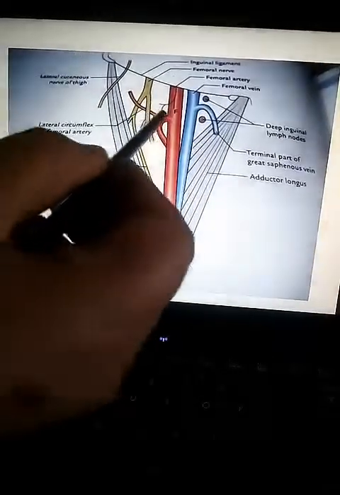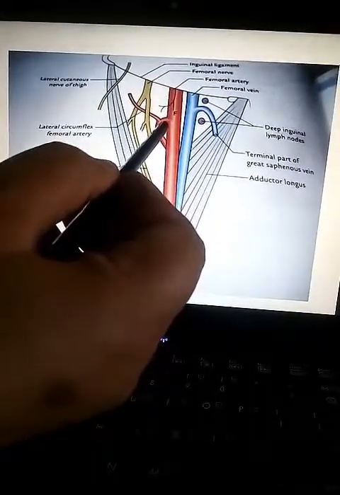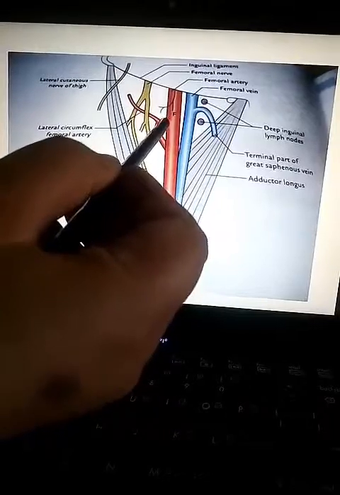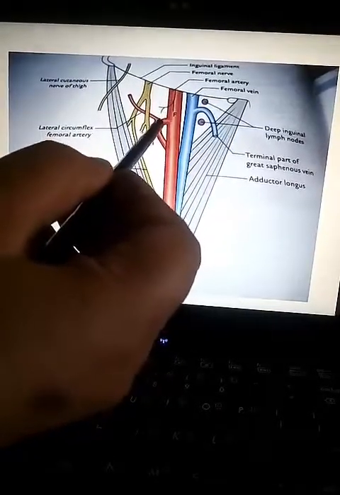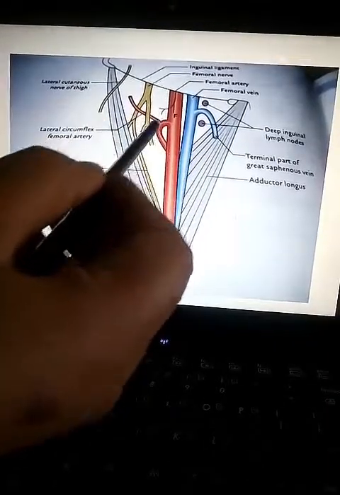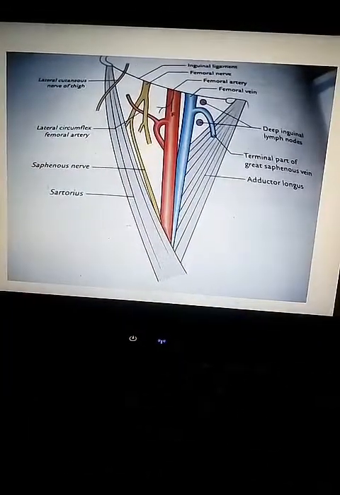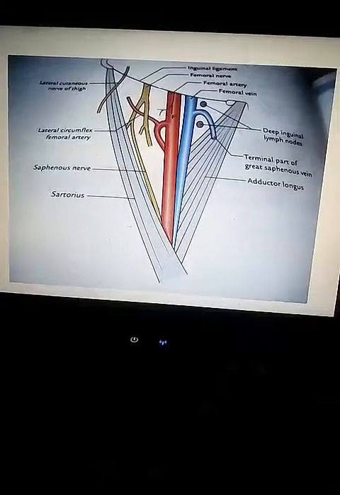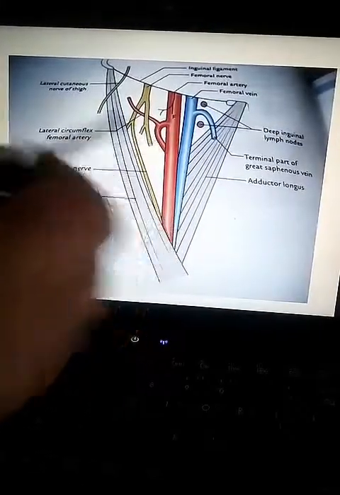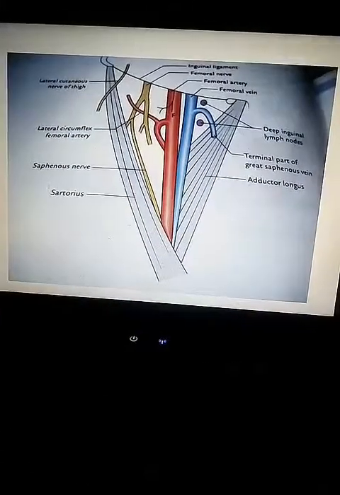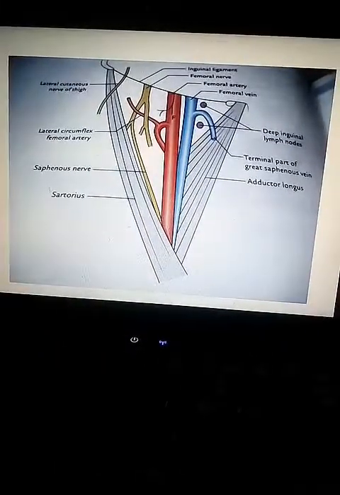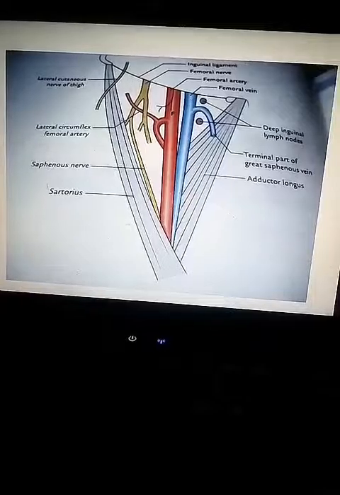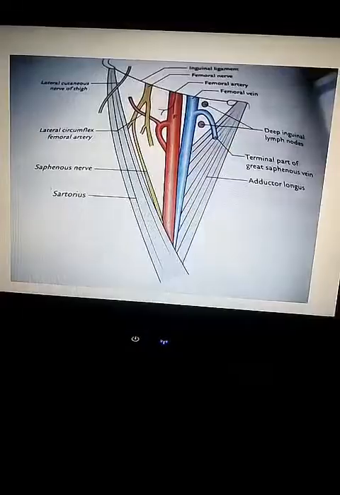The profunda femoris artery is the largest branch of the femoral artery. It arises from the lateral side of the artery about 3.5 centimeters below the inguinal ligament. It gives rise to medial and lateral circumflex femoral arteries. The deep external pudendal artery pierces the fascia lata and passes medially behind the spermatic cord.